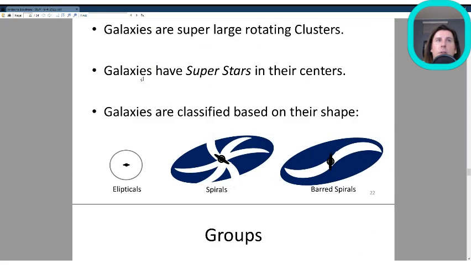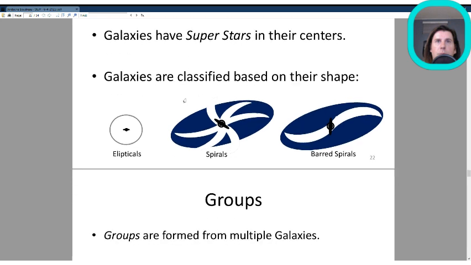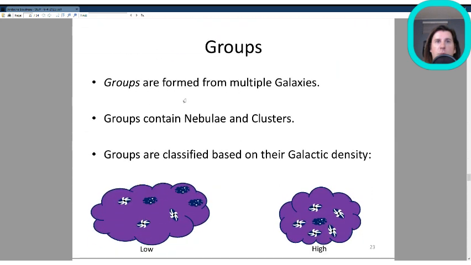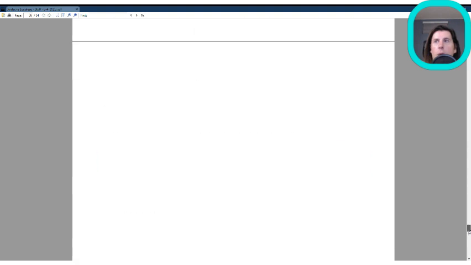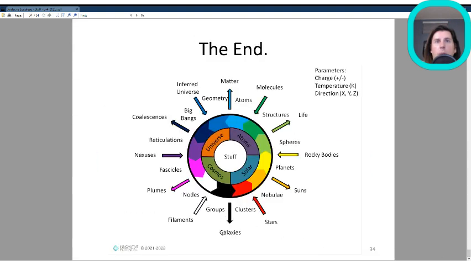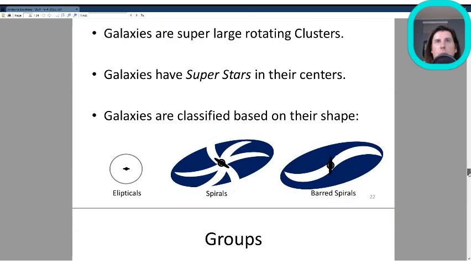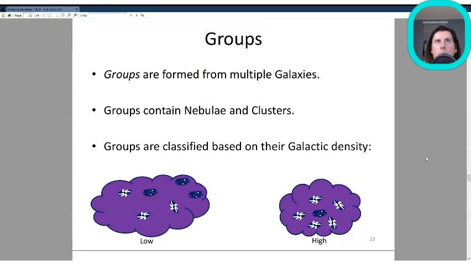So after the galaxies, we have groups. So where are we right now? We're at the bottom. We've gone through matter, molecules, life, rocky bodies, stars, galaxies. We're at just the galaxies, and we're coming up on groups. So let's come back to groups. Groups are formed from multiple galaxies.